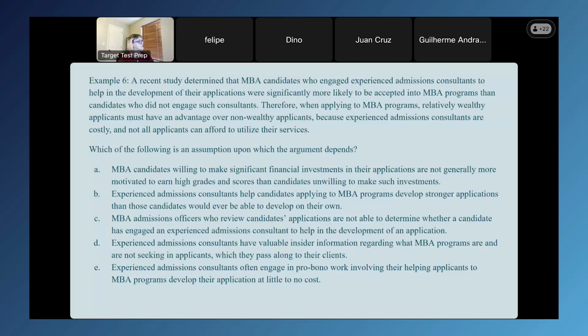C: MBA admissions officers who review candidates' applications are not able to determine whether a candidate has engaged an experienced admissions consultant to help in the development of an application.